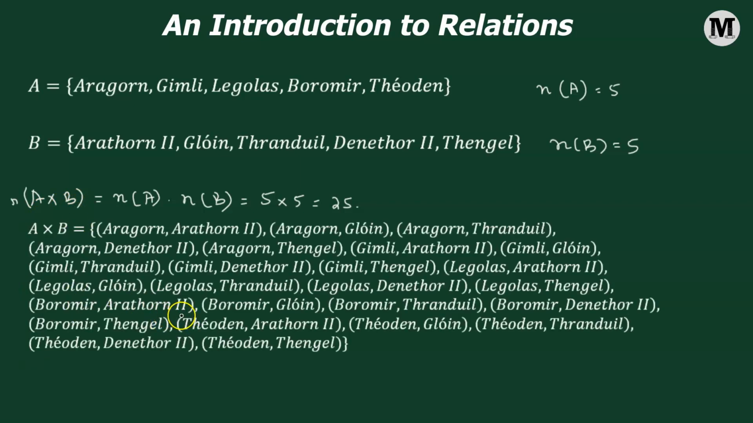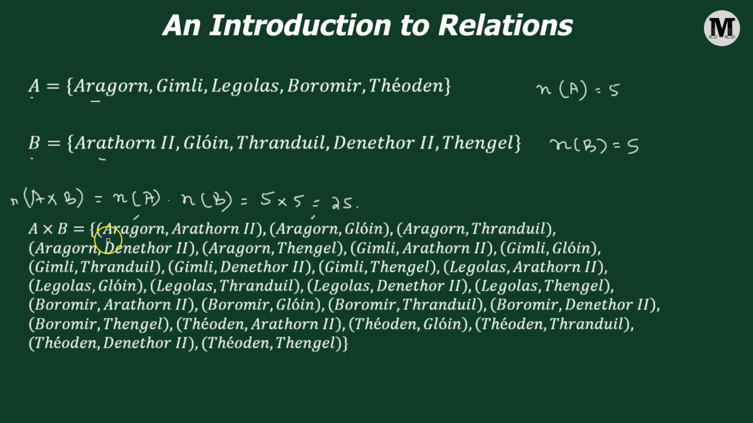So here we have a total of 25 ordered pairs. If we look at the first ordered pair, within braces we have Aragorn, Arathorn the second. That means we have taken the first element of set A and formed an ordered pair with the first element of the second set, B. In each ordered pair, the first elements here are Aragorn, next we also have Aragorn. If we take any random ordered pair, the first element is always going to belong to set A and the second element is going to belong to set B. Fine. Now we have found the Cartesian product of A and B.